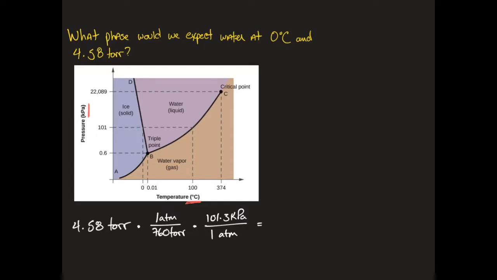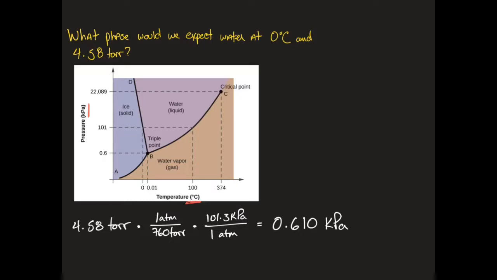And so I'm going to go to kPa in this case because that's what my pressure unit is here, right? If the pressure units matched in the question and on your phase diagram, you wouldn't have to do this step, but I thought it would be fun to do a little bit of a unit conversion. So we do 4.58 divided by 760 times 101.3. And we've got 3 sig figs there, so we'll take 3 sig figs here. That's going to be 0.610 kilopascal.